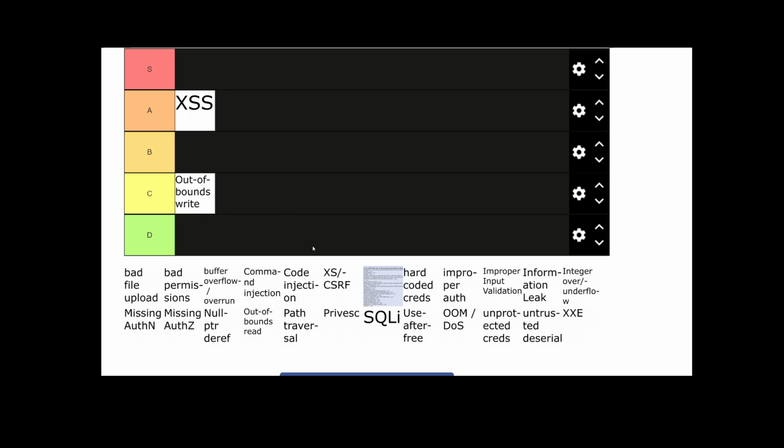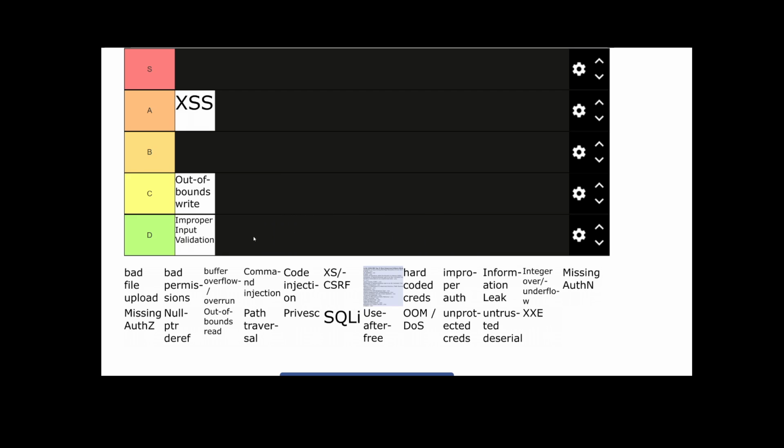Next one is improper input validation. I think this is a fake CWE. I'm putting it in D. I think it's way too general, and essentially you're just describing an information system flaw as a vulnerability category, at which point, what are we even discussing? You could just write security vulnerability in here instead of improper input validation.